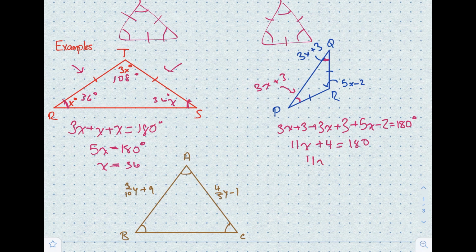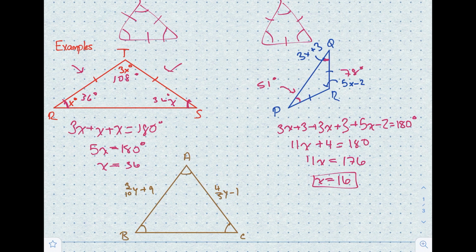Subtract 4 from both sides. Divide both sides by 11 and x is equal to 16. Again, you could plug x in to double check. 3 times 16 is 48. 48 plus 3 is 51. So each of these two angles is 51 degrees. And then 5 times 16 is 80. 80 minus 2 is 78 degrees.